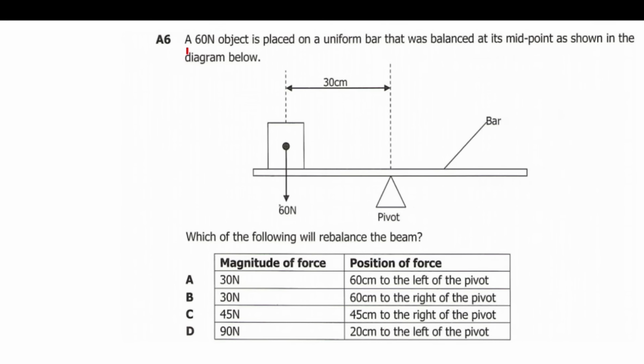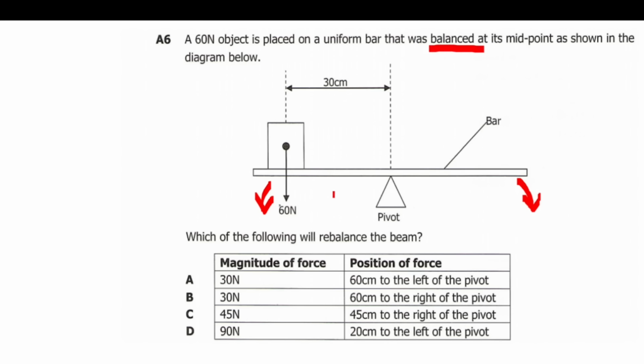So question 6 reads, a 60 Newton object is placed on a uniform bar that was balanced at its midpoint as shown in the diagram below. So there's this uniform bar that was balanced at its center or midpoint. When it is balanced, the anticlockwise moment is equal to the clockwise moment. The clockwise rotation must be equal to the anticlockwise rotation for something to be balanced.